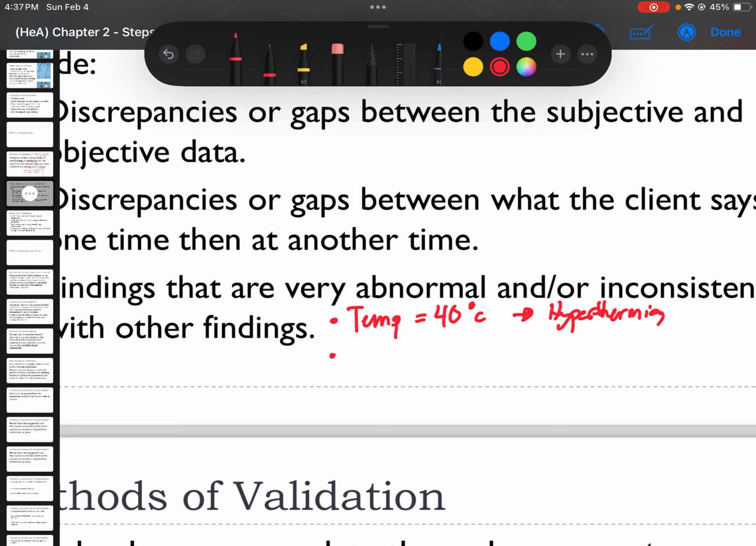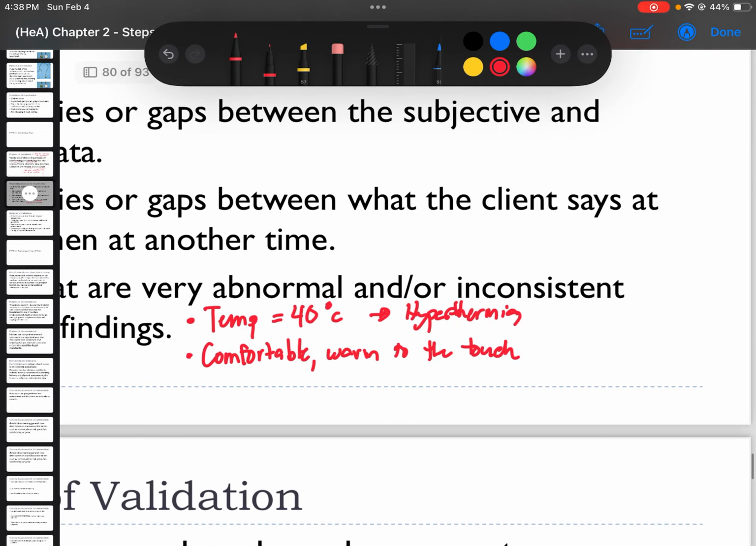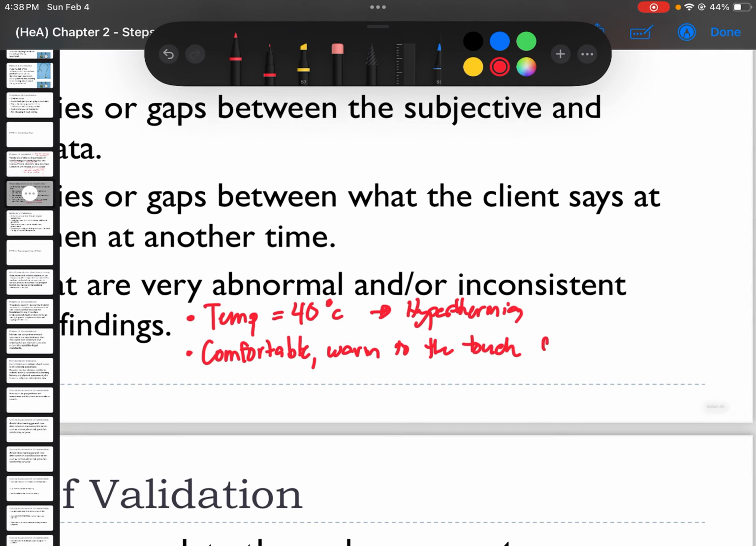But during the continuation of our physical assessment, we assessed that they are just comfortable. They are warm to the touch. Warm to the touch, class, is normal. Okay? You are supposed to be warm to the touch, but not too hot. And then they are not flushed. Okay? Their skin is not flushed.